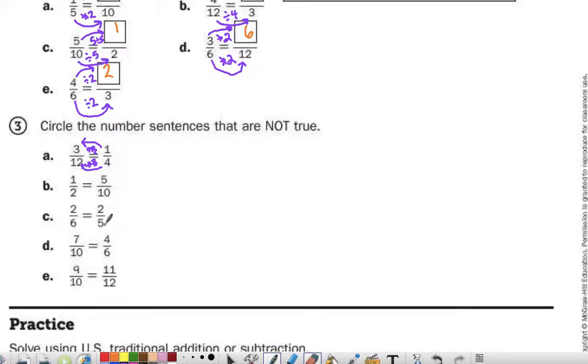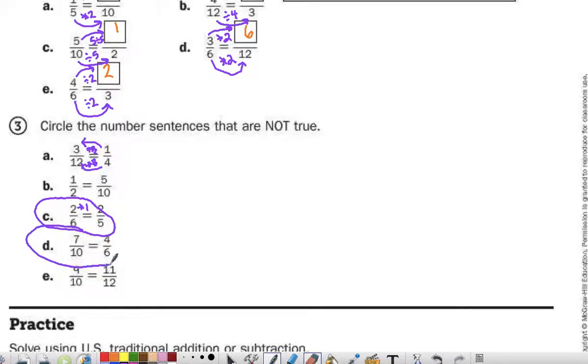2/6 is equal to 2/5. Oh, I know that they are not equivalent because 2 times 1 is 2, but I cannot multiply 6 by a whole number to get 5. So not true. I cannot multiply 7 by anything to evenly get 4, or by any whole number. Same thing with 10 and 6.